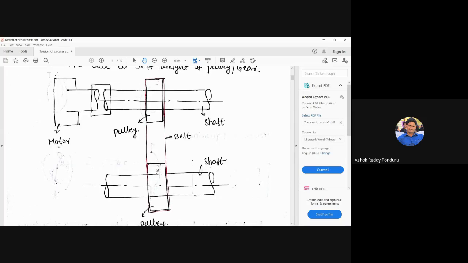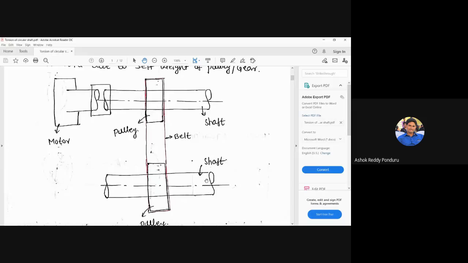On the shaft also we can place one more pulley here. These two pulleys are connected by means of a belt. This is the belt. When this driver pulley is rotating, the driven pulley is rotating. When the driven pulley is rotating, the driven shaft is also rotating.